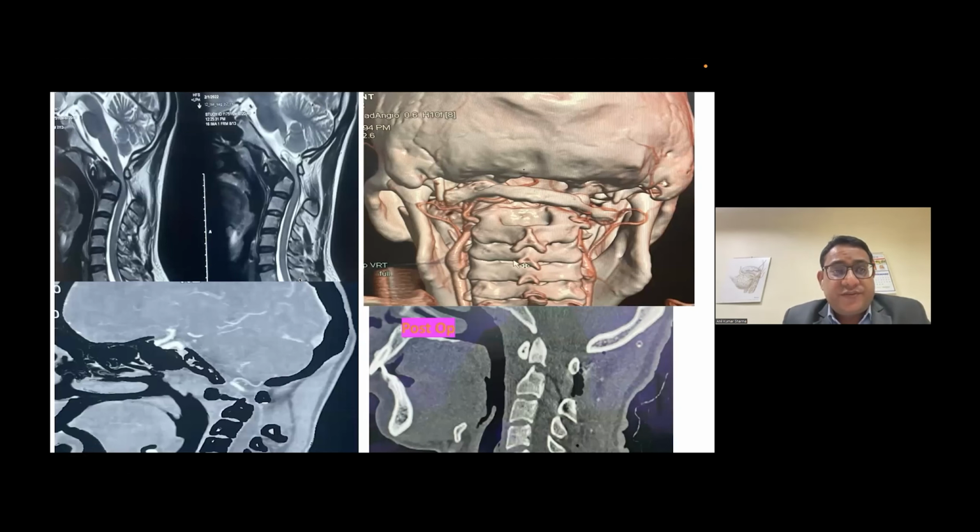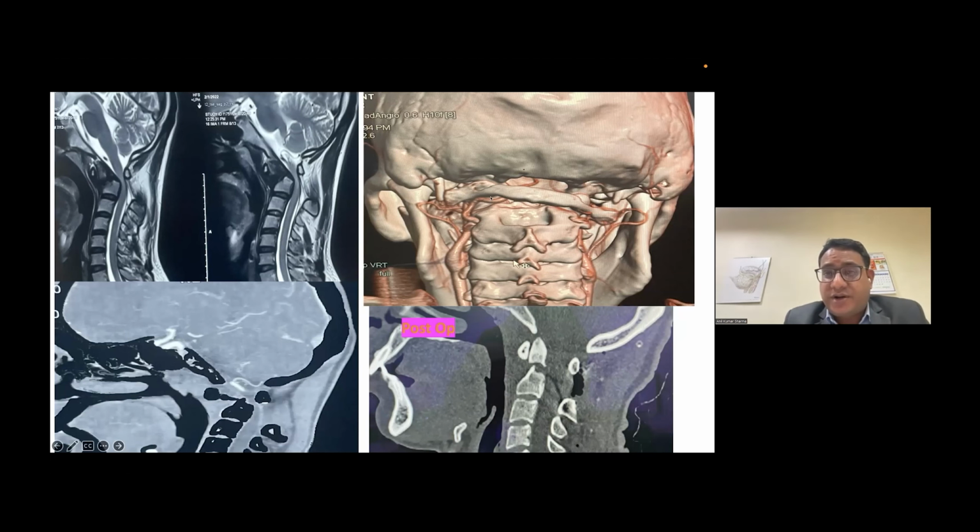This is one another interesting case where you can see significant compression over the cord. We can appreciate it here in the T2 weighted sagittal images, and this is volume rendering and reconstructed CT images of the CT angiogram. I would like to specifically mention that cautious preoperative evaluation of 3D VRT images is very helpful in planning and understanding the anomalous vertebral artery course. And as a protocol, we do a preoperative CT angiogram for all craniovertebral junction fixation cases. So here we can see postoperative images. This compression has come down significantly.